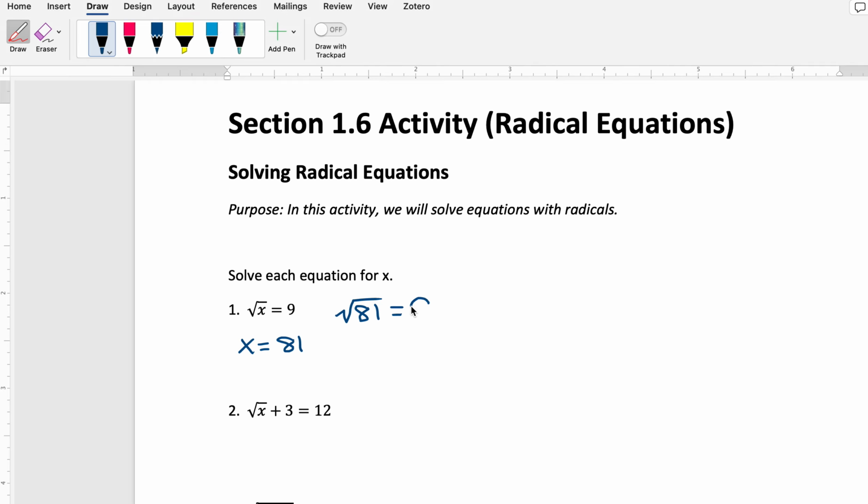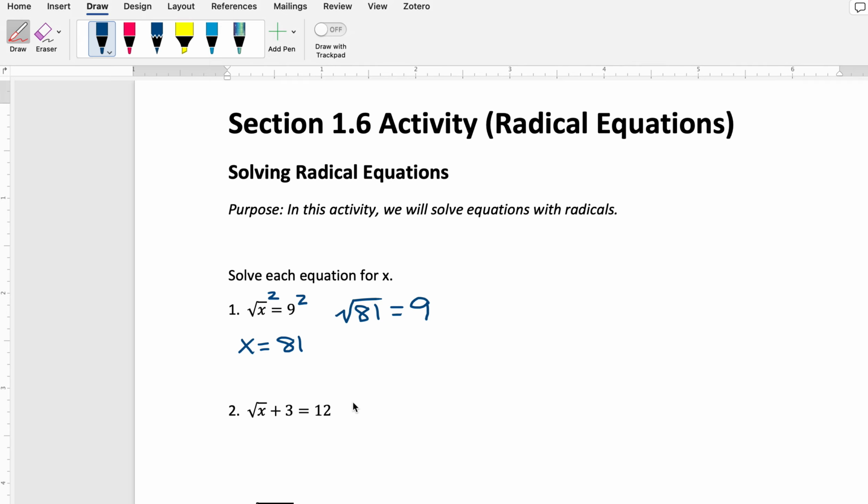So what we're thinking about when we're thinking about what the answer is, we're thinking about squaring the number on the right side of the equation. That gives us what x would be. So square root and square are opposite operations and they cancel each other out.